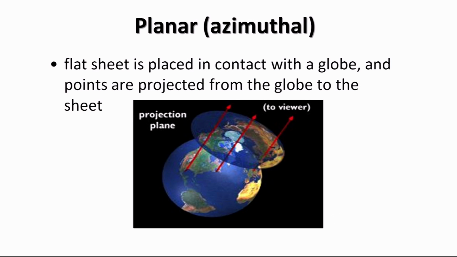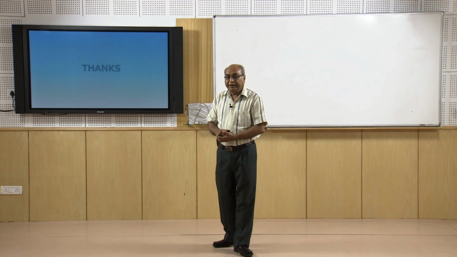Now, planar or azimuthal projections, as I have said, assume a flat sheet located in contact with the globe, and points are projected from the globe to the sheet. Then your 3D surface becomes 2D through this projection. So, this brings to an end this presentation.